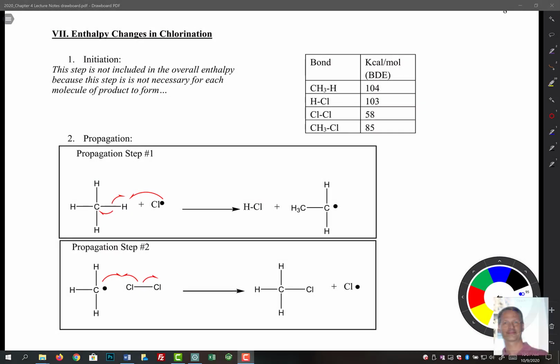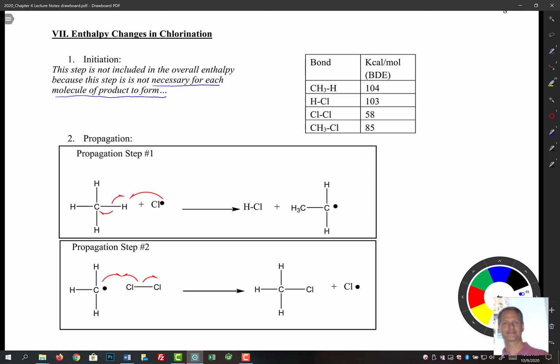Enthalpy changes in chlorination are fairly straightforward to calculate. We're going to be using bond dissociation energies here. Now when we go through and do these calculations, we need to remember that initiation is a rare step, right? So it's not necessary for this step to occur for each molecule of product to form. So does it matter in the end?